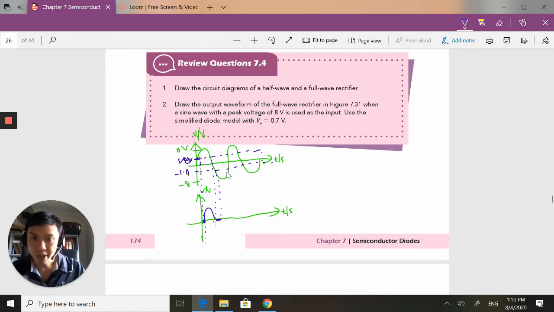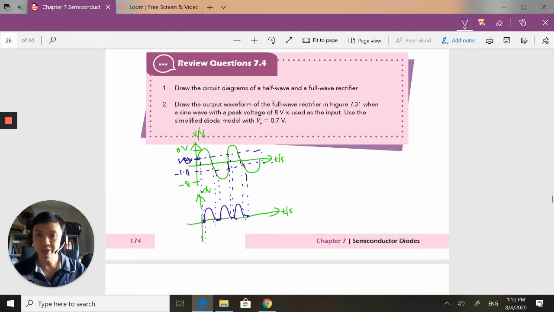Over here, nothing works here and nothing works here. So I'm only going to have a signal here. Nothing works here, nothing works here in between these two. And I'm going to have a signal here.